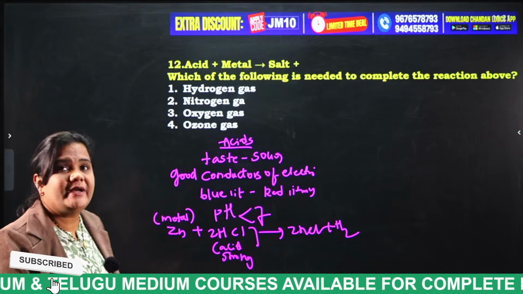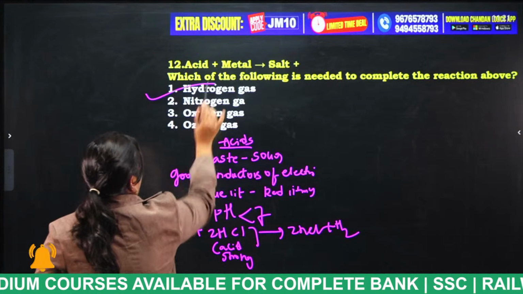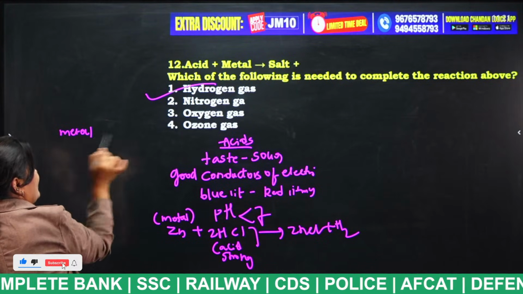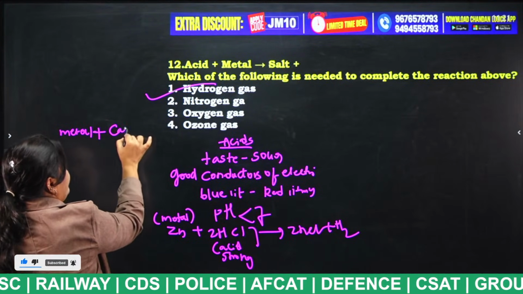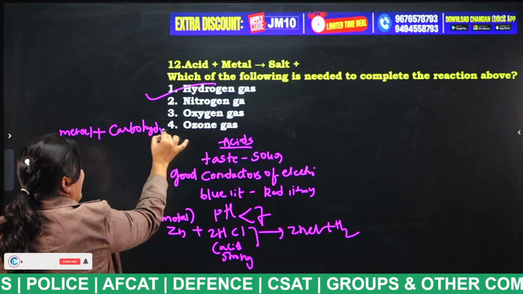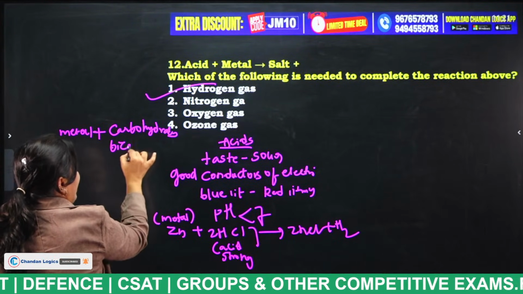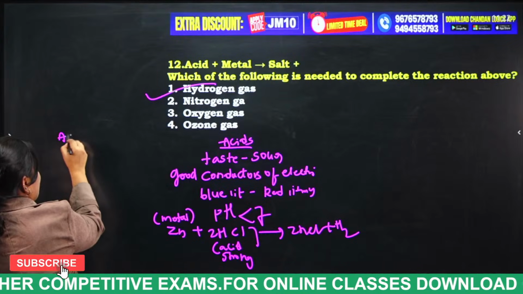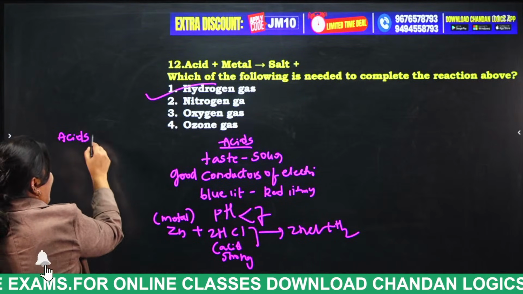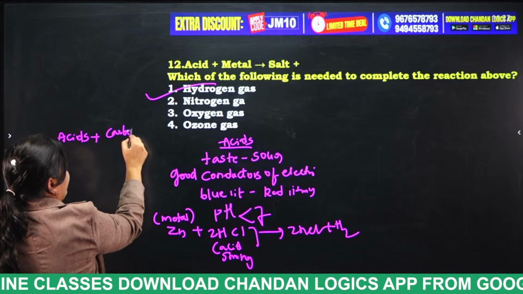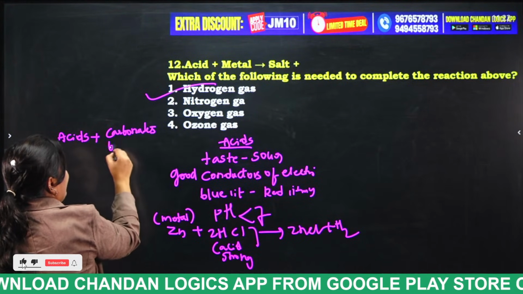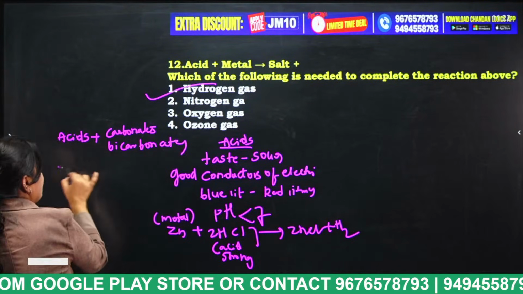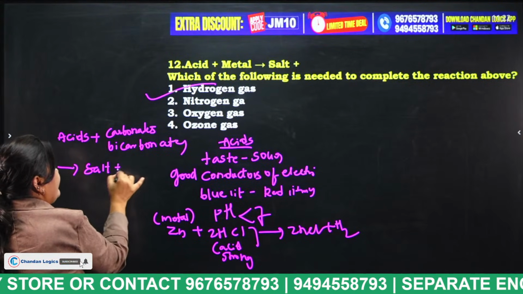And one more point, students. Yes, what is the answer for this question? Hydrogen gas. And this is also one of the important points. If acids react with carbonates or bicarbonates, what is the result we are getting, students? Like salt plus water plus carbon dioxide.